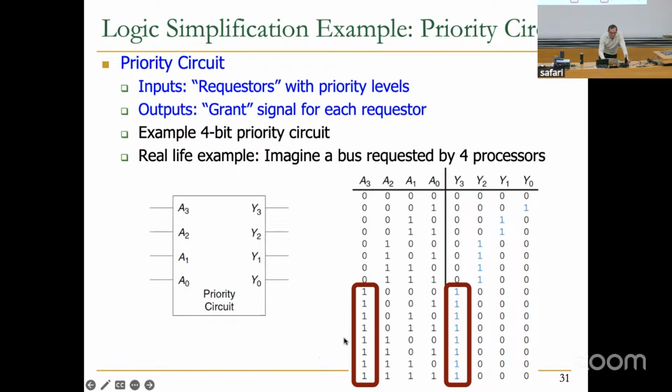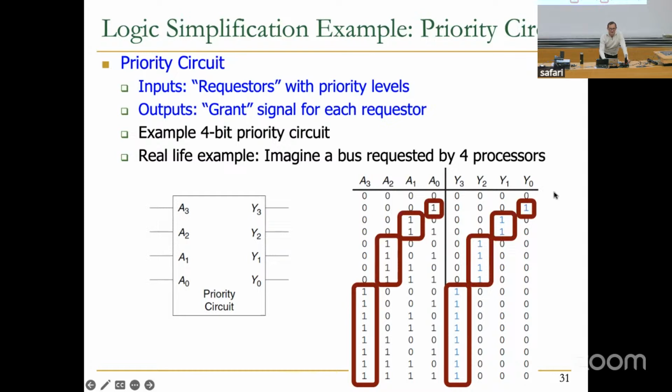And the truth table looks like this, basically. If A3 is set to 1, the output Y3 is 1, and everything else is 0. Now you can simplify this, right? Y3 is essentially A3. If A3 is 0 and A2 is 1, Y2 should be 1, and all of the other outputs should be 0. Again, priority. A2 has priority over A1 and A0, but not A3. If A3 and A2 are not requesting, but A1 is requesting, Y1 should be 1, and everything else should be 0. And if only A0 is requesting, Y0 should be 1, and everything else should be 0. And if no one is requesting, all of the outputs should be 0.